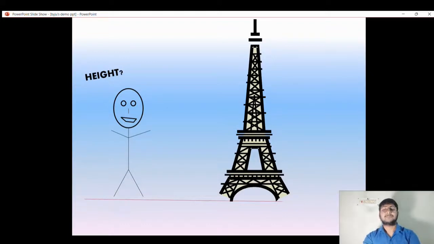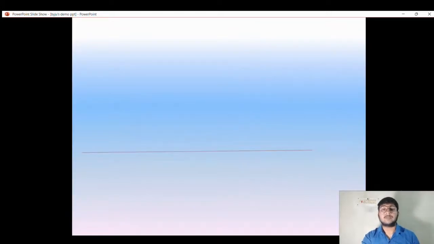If you know all these concepts, then without any measurement or measuring tape, you could tell the height of the Eiffel Tower with some minimum information. Like this, we also have some different types of applications.